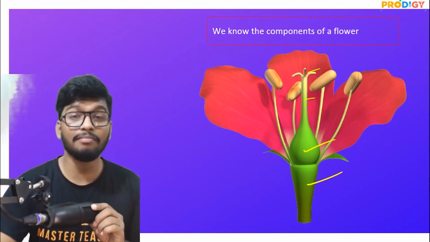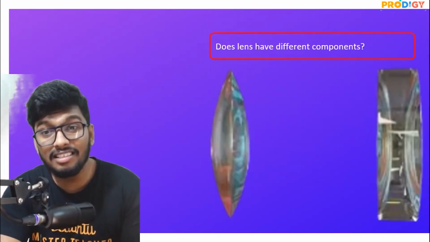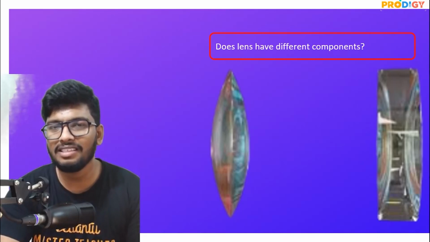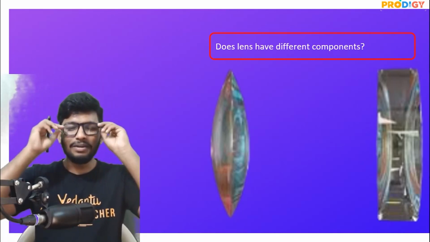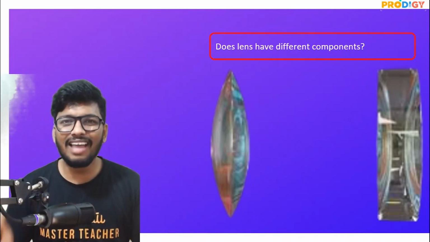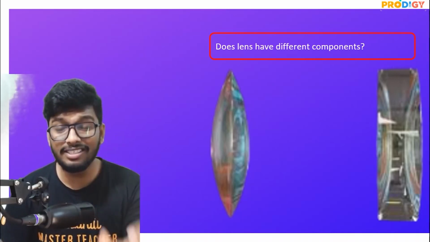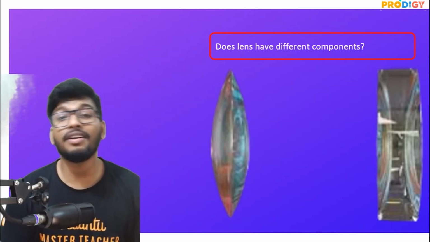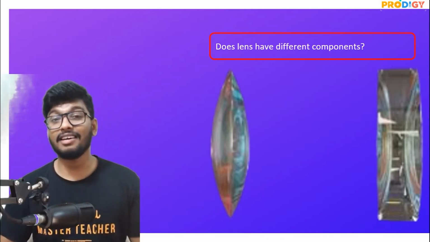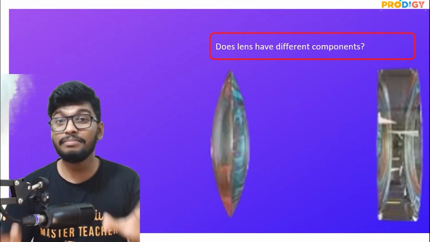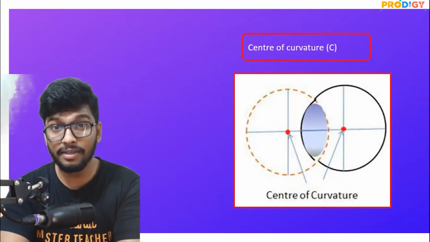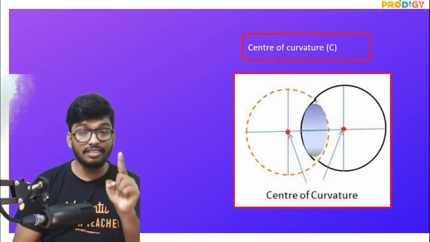In the same exact manner, people, even lenses also have different components. And the fact is, the components of lenses are not that different from that of a mirror. But there are a few additions, there are a few things that you must remember when it comes to lenses. Because here's the thing, guys. Your lens is made up of two separate spheres. So the first thing you must understand is this.